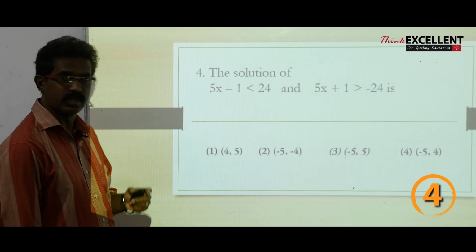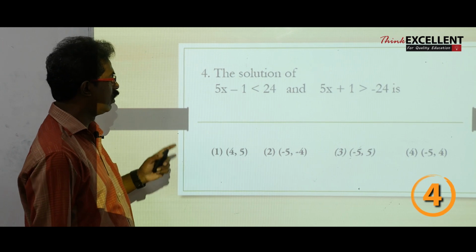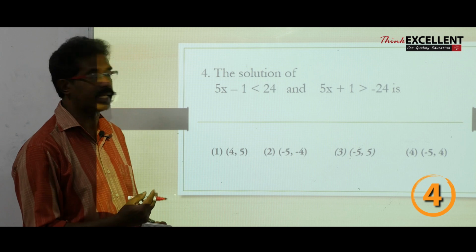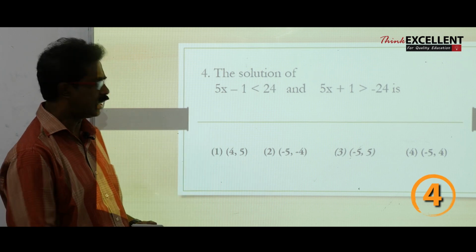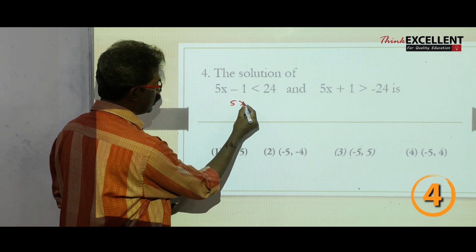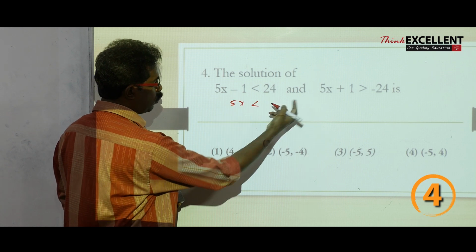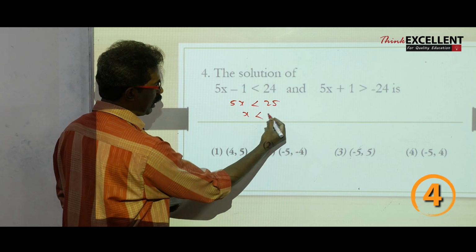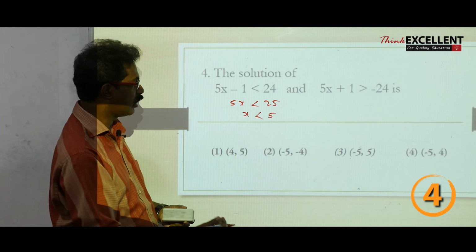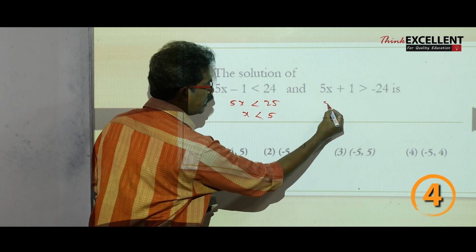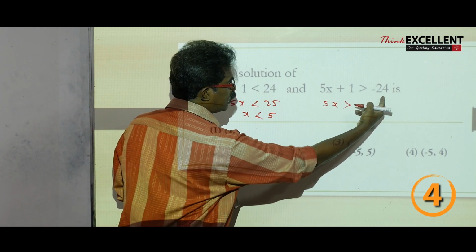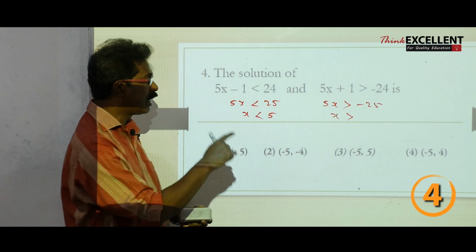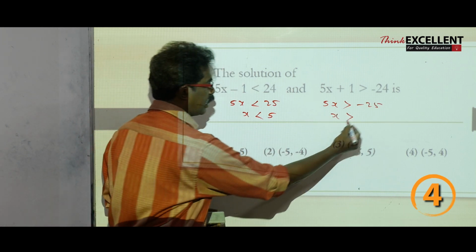Now, let us see the fourth question. The solution of 5x minus 1 less than 24 and 5x plus 1 greater than minus 24, inequalities given. Easily you can solve it. 5x is less than 24 plus 1, it is 25, or x is less than 25 by 5, it is 5, x is less than 5. If you see the next one, 5x is greater than minus 24 minus 1, it is minus 25, or x is greater than minus 25 by 5, it is minus 5.